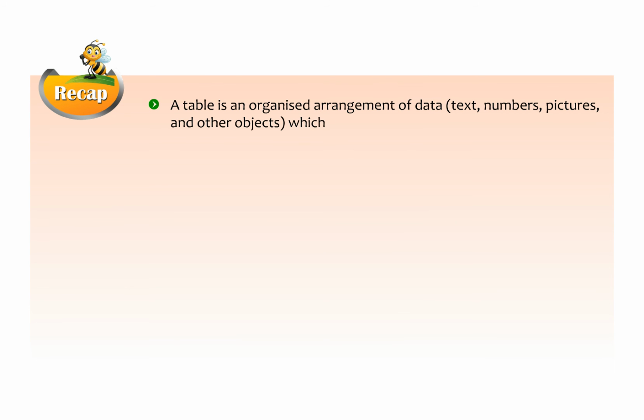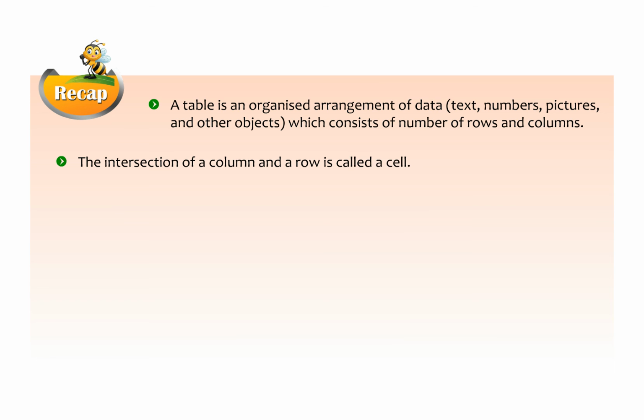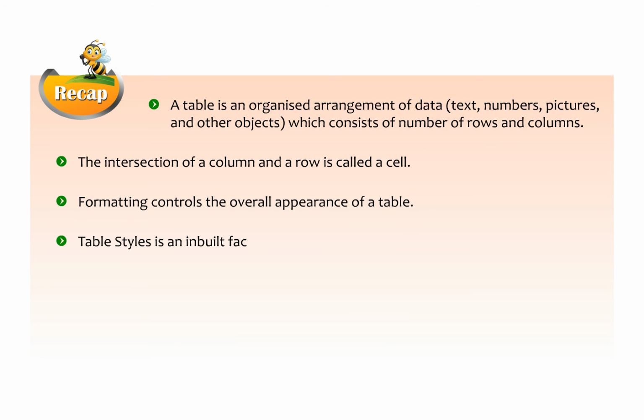Okay students, let us take a recap of this chapter. A table is an organized arrangement of data, text, numbers, pictures and other objects, which consists of number of rows and columns. The intersection of a column and a row is called a cell. Formatting controls the overall appearance of a table. Table styles is an inbuilt facility to change the appearance, color and borders of a table.